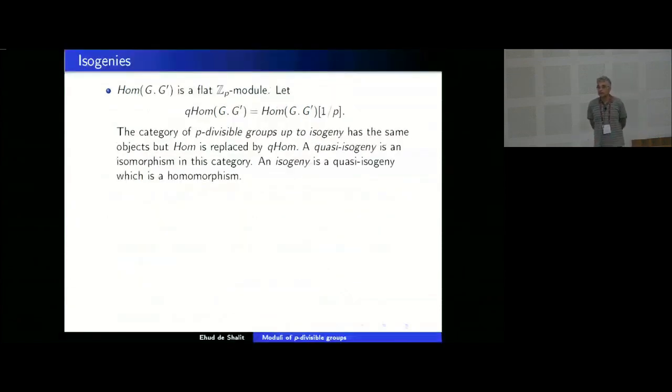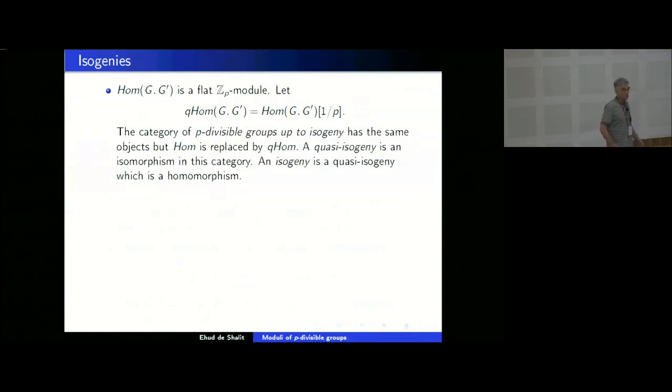And then we have the very important notion that will show up a lot in this course of isogenies. So the homomorphisms between two p-divisible groups has no p-torsion, is a flat Z_p-module. That should be obvious from the definition. So we can form a new category called the category of p-divisible groups up to isogeny. It's a long name, where you take the same objects, but you replace the Homs by the Homs tensored with Q.